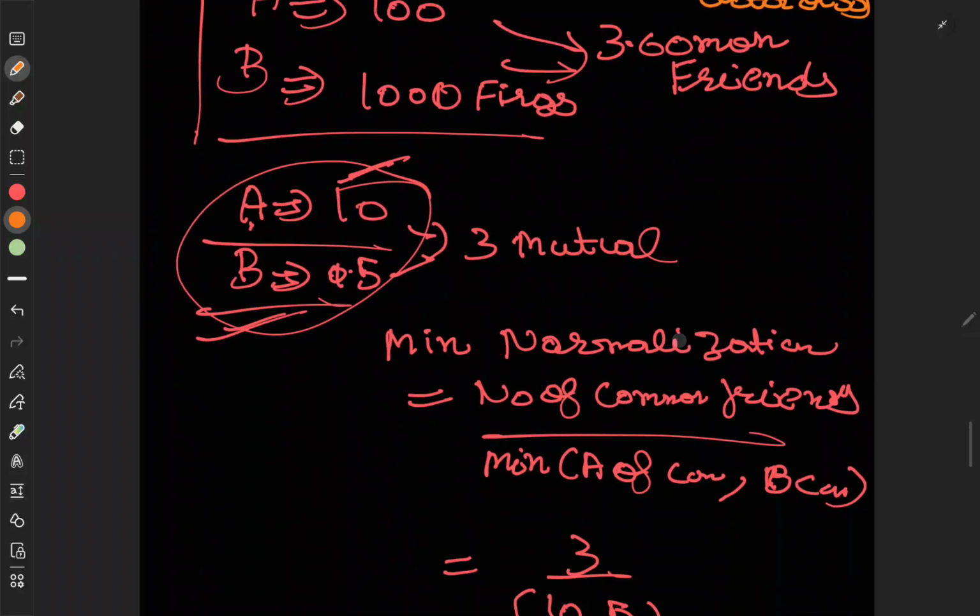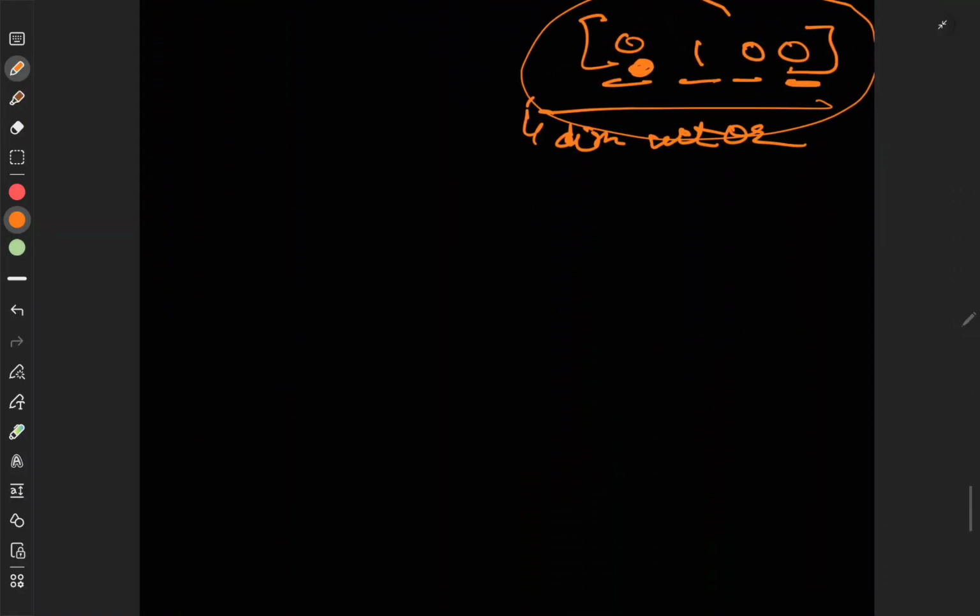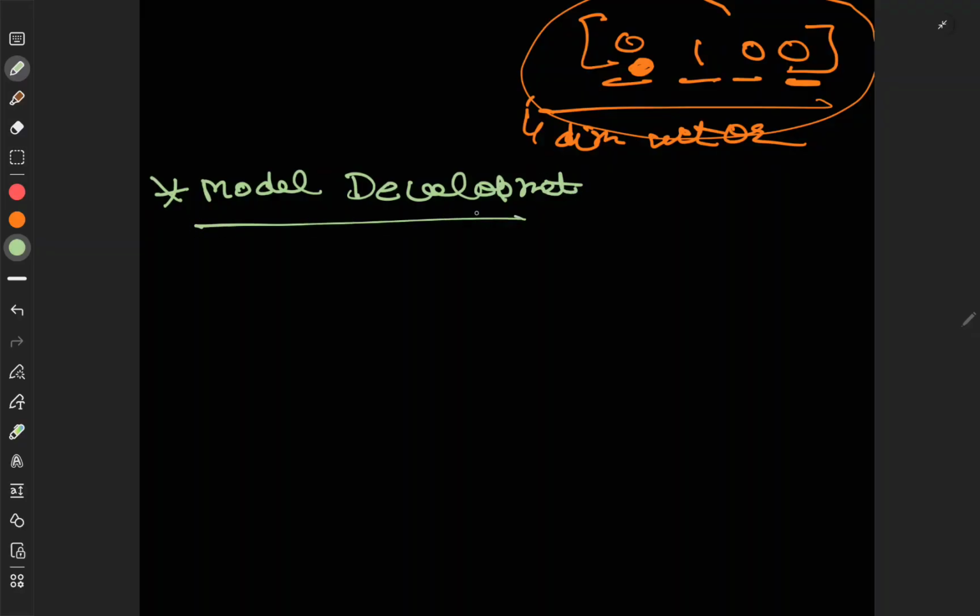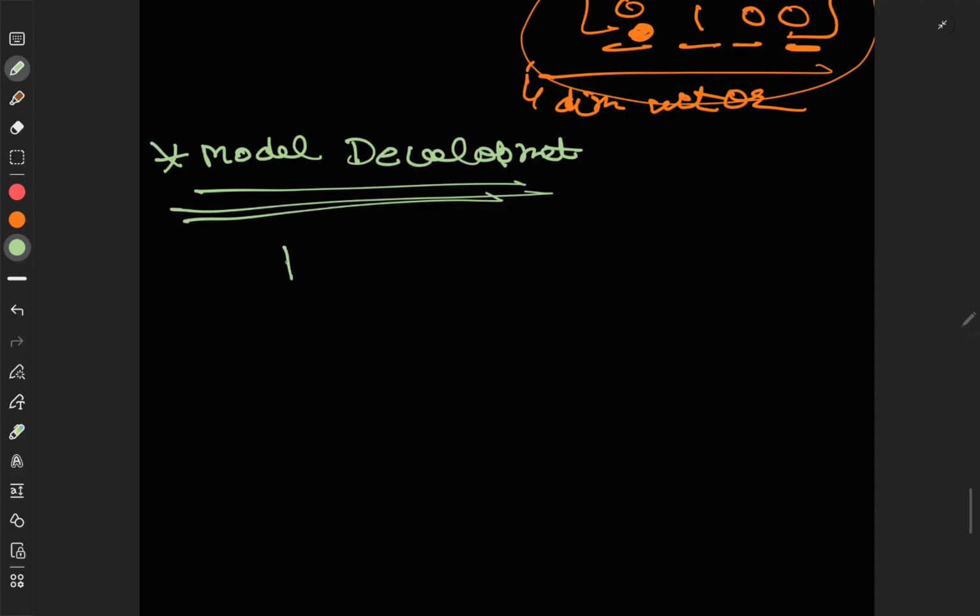Now the question comes: what model can we choose to give this prediction to us? So the first thing is that pointwise similarity won't work. That is for sure.